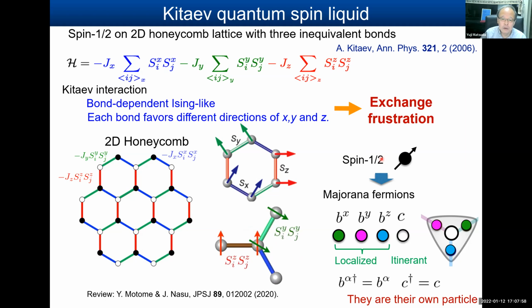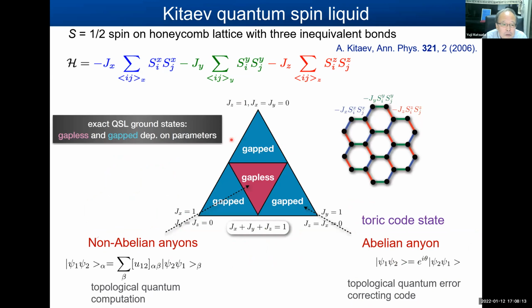Kitaev solved this model by decomposing a spin-1/2 into two sets of Majorana fermions, localized and itinerant. Then this system has an exact quantum spin liquid ground state, depending on the parameters. When the exchange constant is isotropic, the system shows a gapless quantum spin liquid state with non-abelian anyons. But when the exchange constant is anisotropic, the system is a gapped quantum spin liquid with abelian anyons.